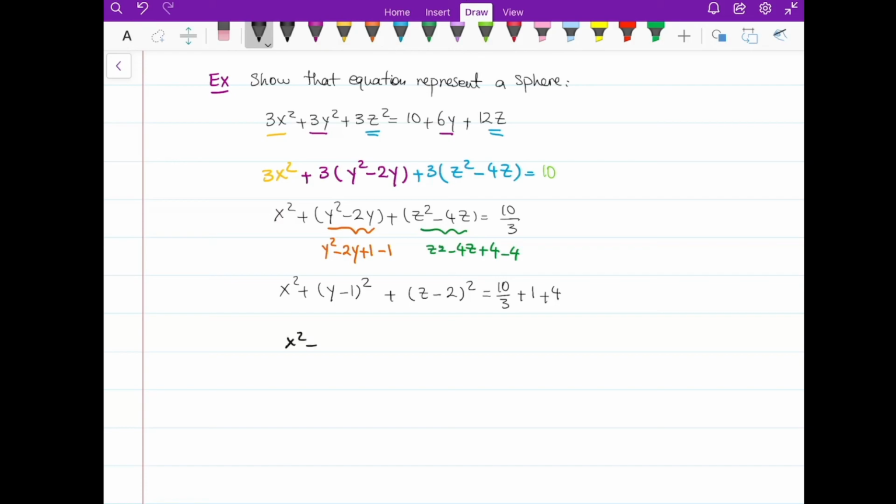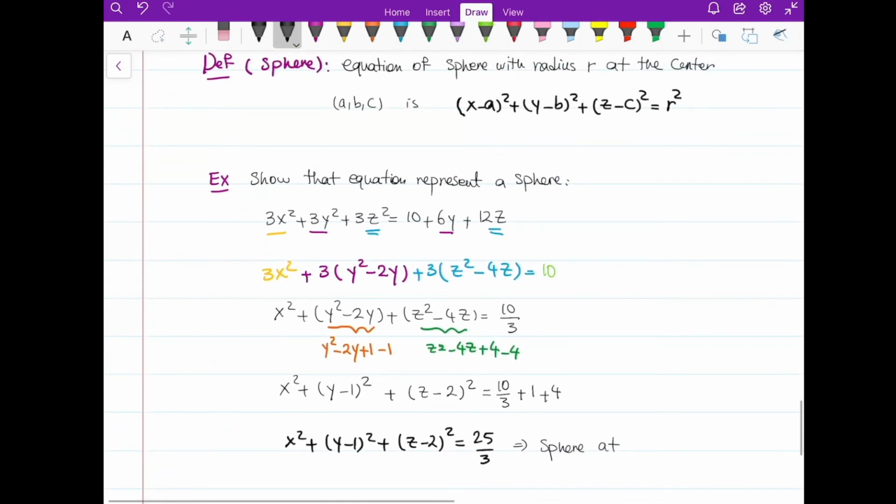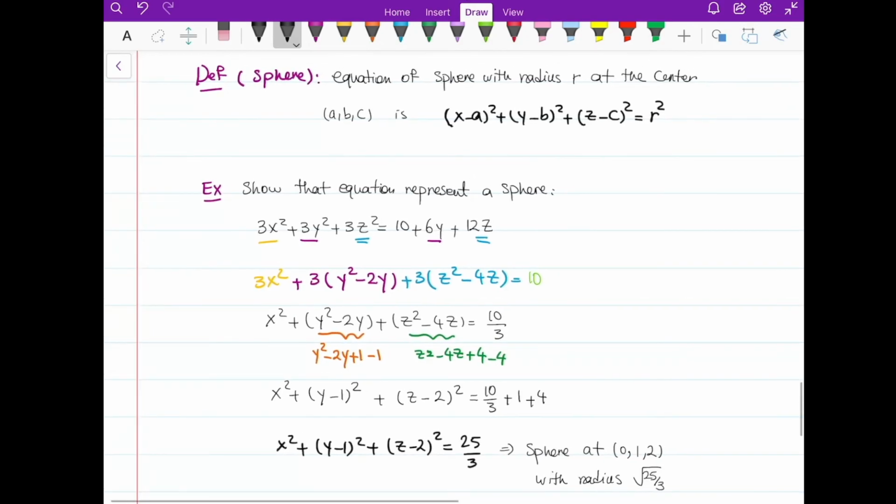So it would be x squared plus y minus 1 squared plus z minus 2 squared equals 25 over 3. It's a sphere. If you want to compare with this, the center is (0, 1, 2) with radius square root of 25 over 3. Okay, so this is one application of the distance formula.